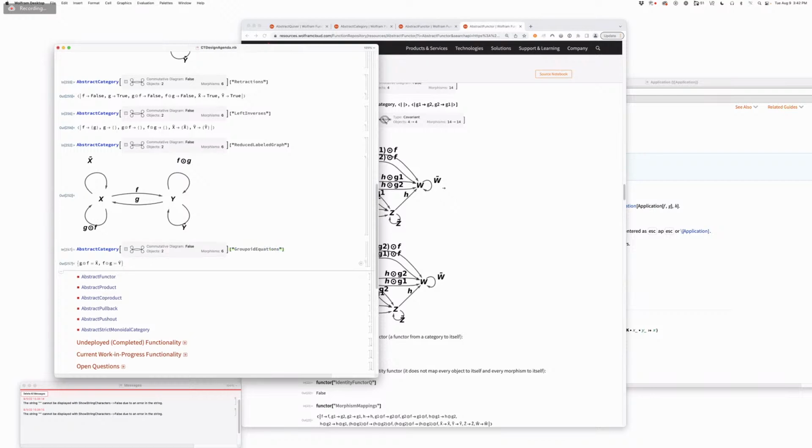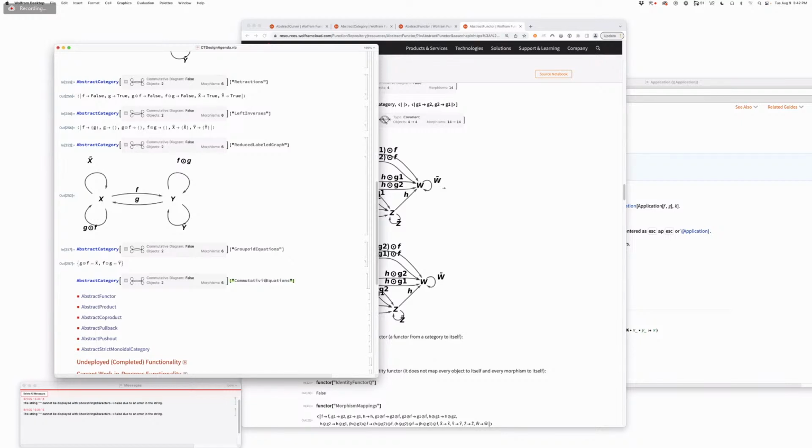Cool. So that will tell you, ah, okay, right, F composed G equals Y tilde. It's like how you can also request commutativity equations, and it will give you the minimal set of equations between morphisms necessary to make a diagram commutative, which in this case happens to be the same thing, but in more general cases is not.